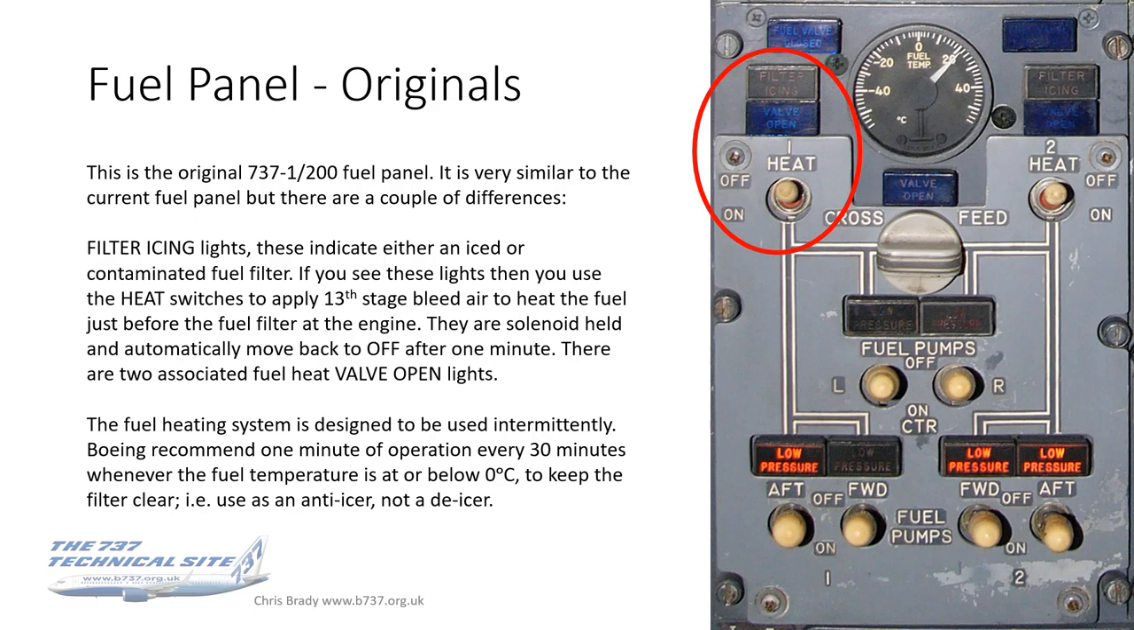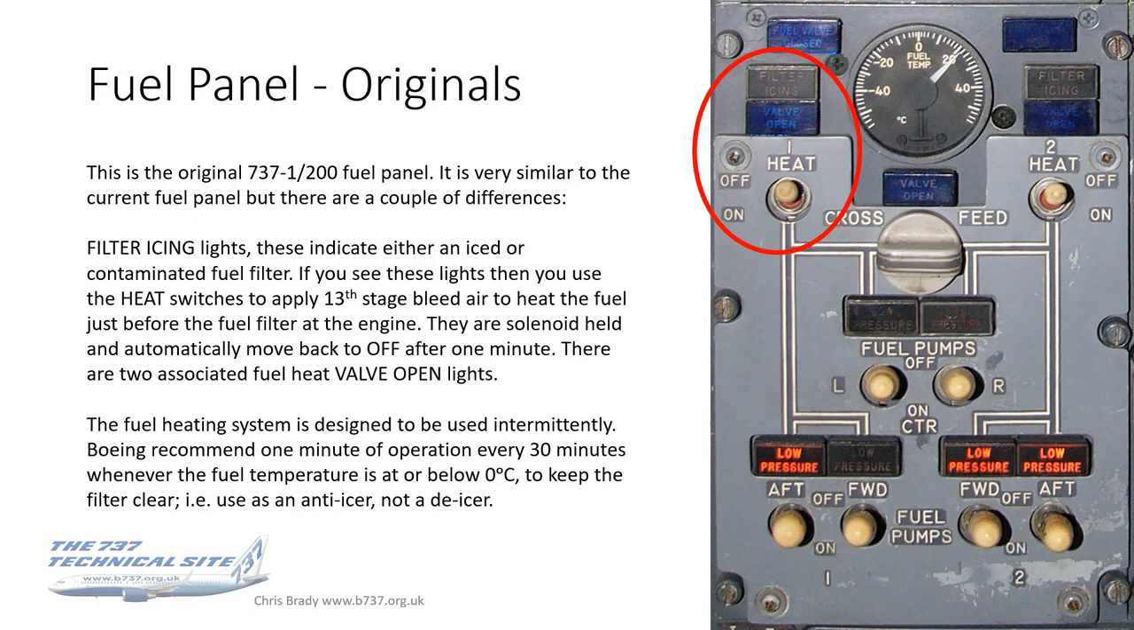The big difference really is around the heating system, which wasn't on any other generation other than the originals. So you've got filter icing lights on the originals, which is subtly different to the later versions, and these will indicate either an iced or contaminated fuel filter. So if that comes on, you put the heat switches on. And that gives you 13 stage bleed air to heat the fuel just before the fuel filter in the engine. These are solenoid held switches. If you look carefully, you can see that the solenoid held switches on the 73 do look slightly different to the ones that we normally pull and move. And that's because they're on a 1 minute timer, so they'll flick back to the off position after a minute.